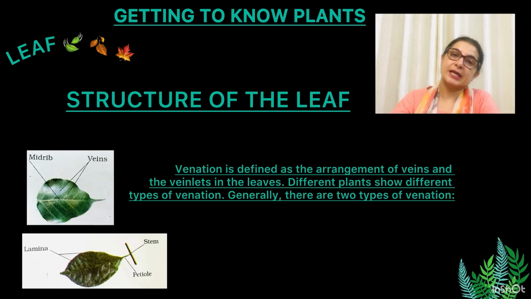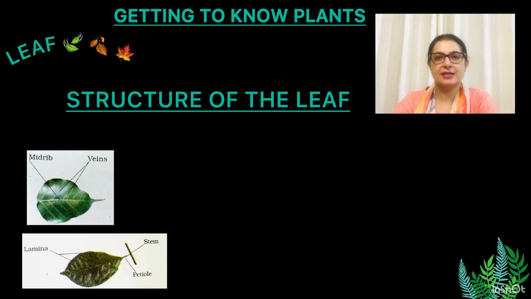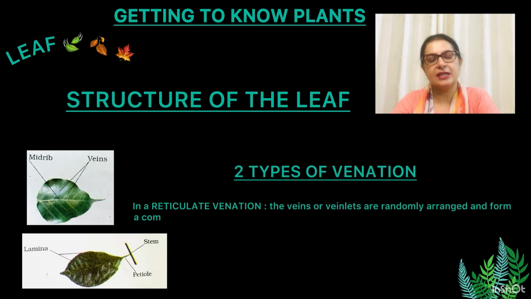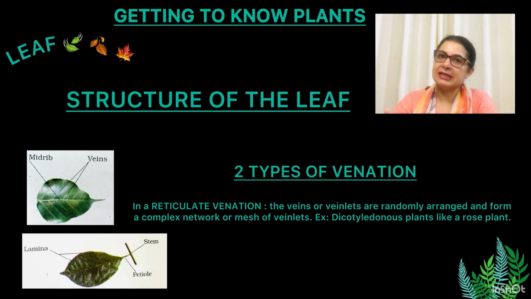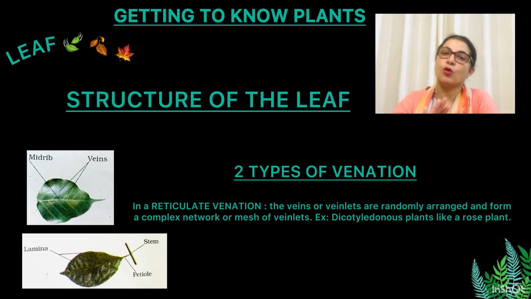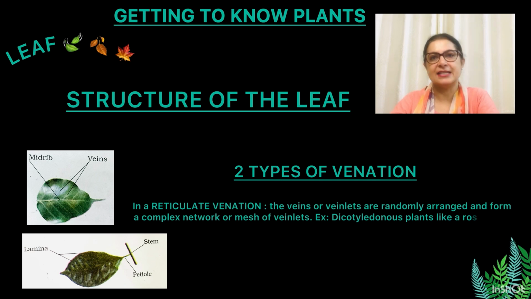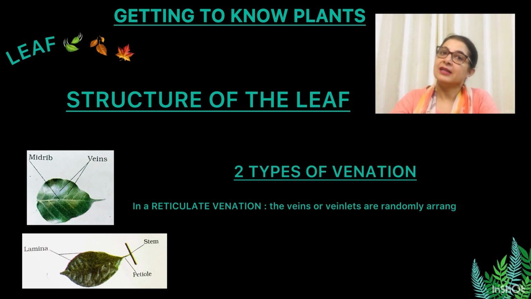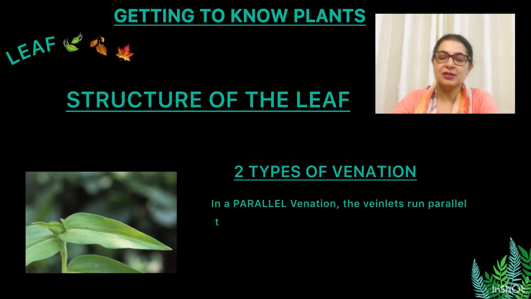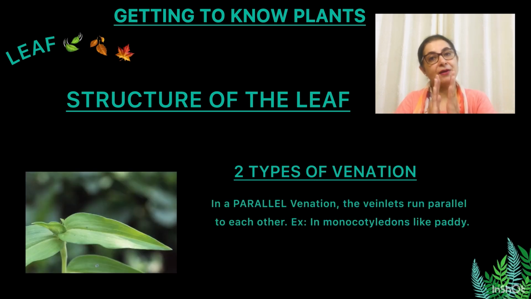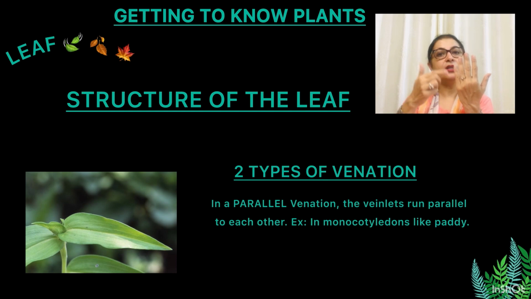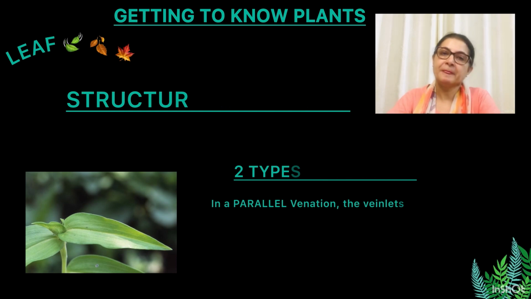Now this is of two types. Number one is reticulate venation. As the name indicates, reticulate means network or a mesh, and the veins in this case are arranged in the form of a net. And the other one is the parallel venation. Like the name indicates, they are like parallel lines which are arranged on the leaf. So it is generally in the form of parallel lines, as you can see in my fingers. So this is how the veins are arranged on the leaf.